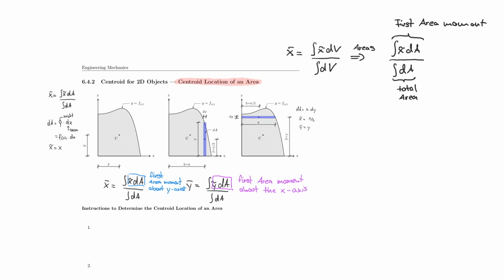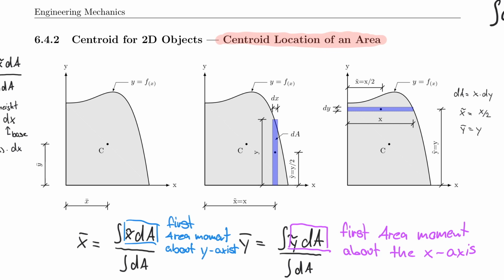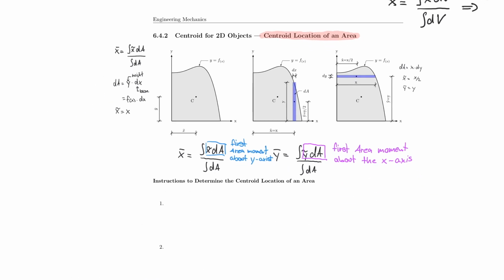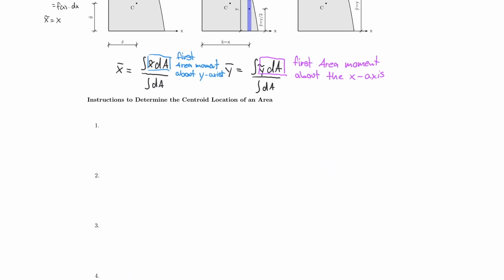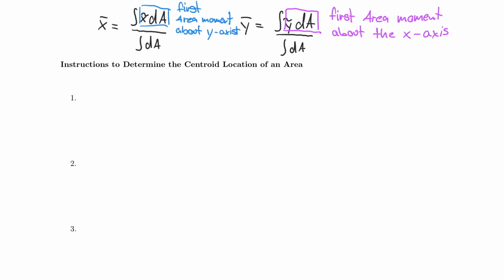So I'm going to zoom that in so that you can take those two pictures and take a second look at it. But then I will move on and write down the actual steps to how to calculate these things, and then we will apply it. So let's move on. You see we really have 4 steps to do that. So here come the instructions for finding the centroid location of an area.